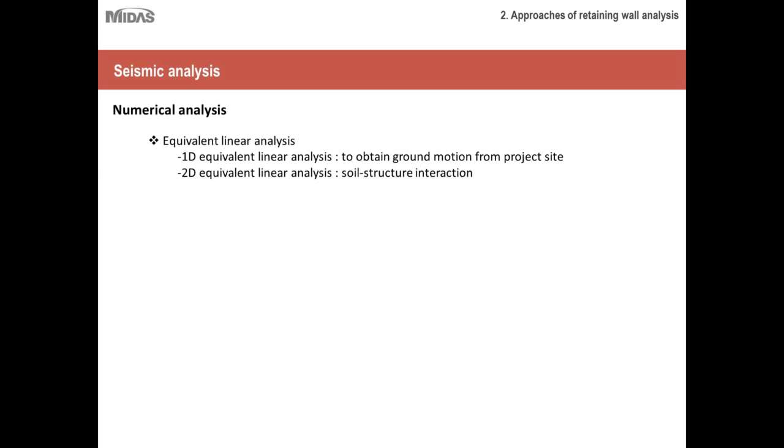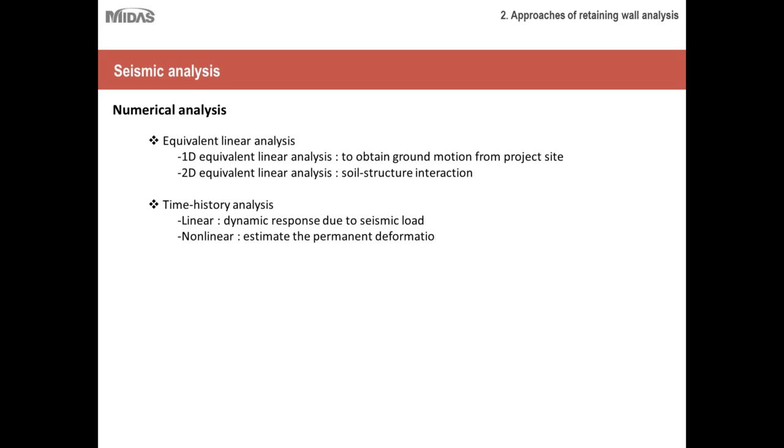What we do here is we just use an equivalent linear analysis method to determine the ground motion at the project site. Since there is no structural member involved, we cannot really capture the response of the structure, but just get the ground motion. Whereas in 2D equivalent linear analysis, you can actually model the structural component, and from there you can simulate soil structure interaction as well.